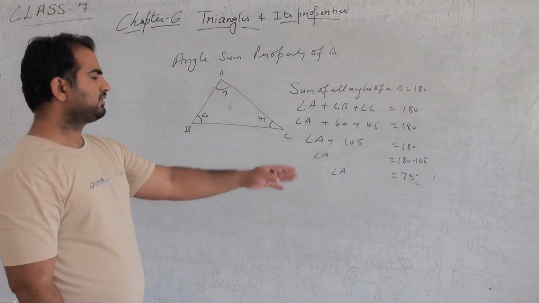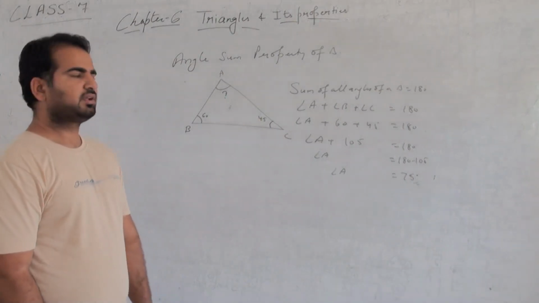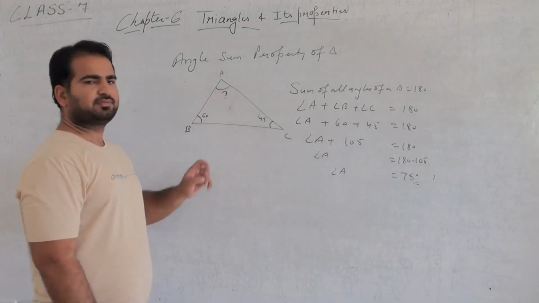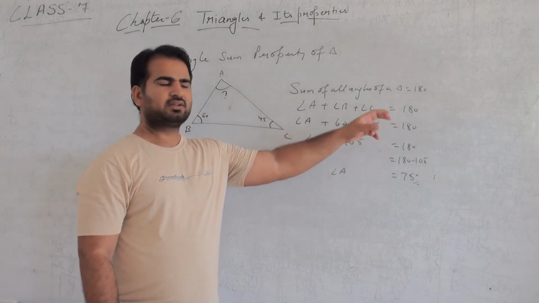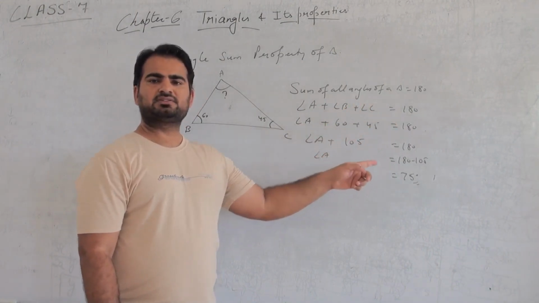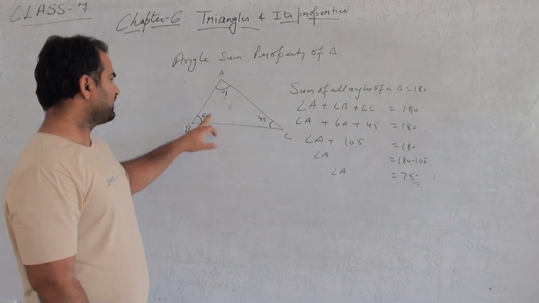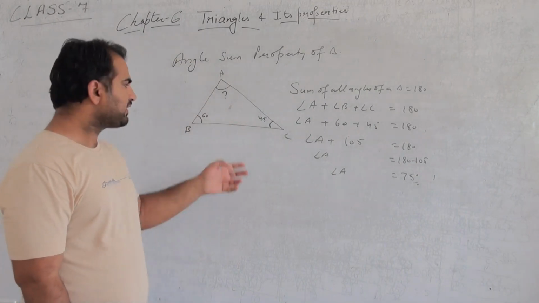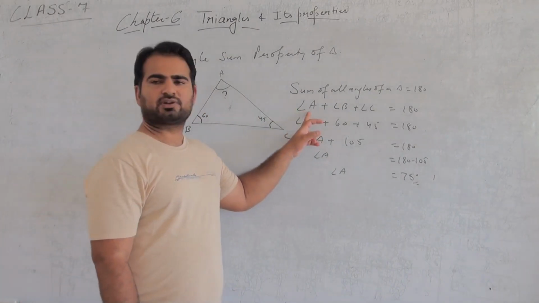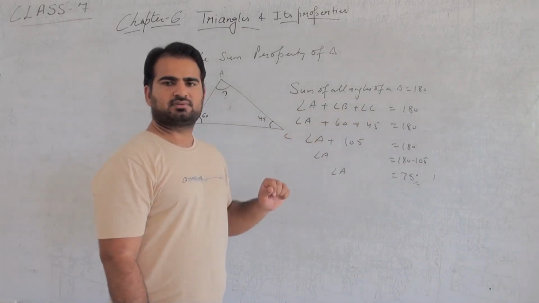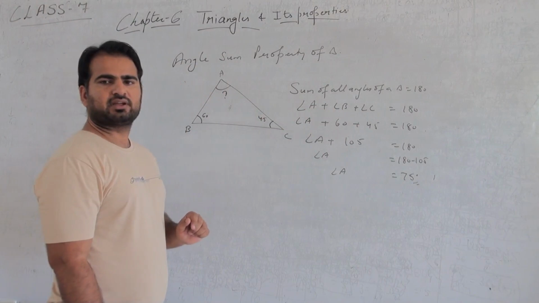We can find the third angle if two angles of a triangle are given. This is known as the angle sum property. It can also be like this: if all angles are the same, then x plus x plus x equals 180 degrees, 3x is equal to 180, and x will be 60 degrees. If one angle is given and the other two are the same, say one angle is 45 and the other two angles are x and x, we can make an equation and then find the unknown angles.